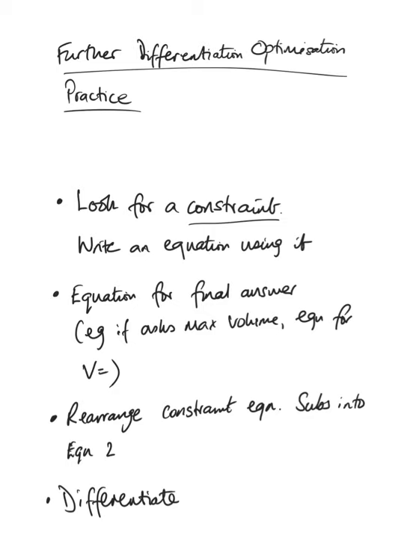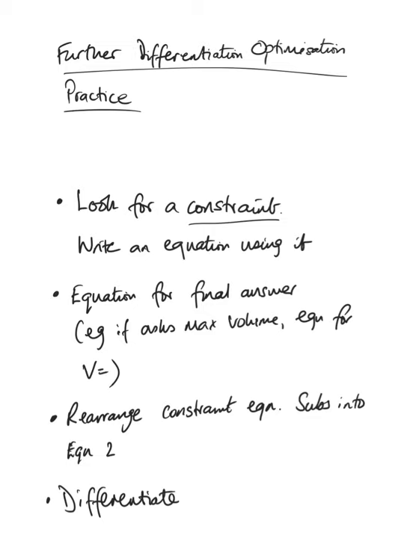Look for a constraint. So in the question it will say something like the surface area equals 100, the volume equals 50, the length equals 20. There will always be a constraint in some way, and write an equation to satisfy that constraint. So if it tells you the volume of a cube is 20, x cubed would be 20, for example.